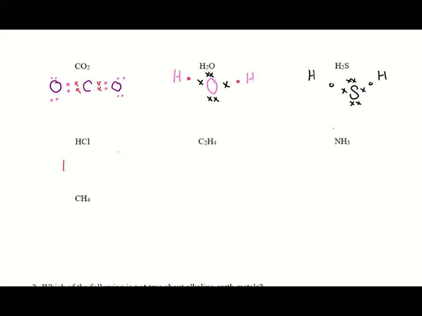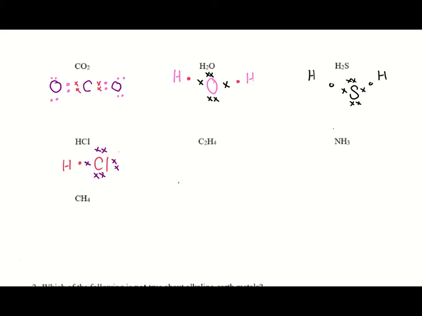HCl, hydrogen and Cl. Hydrogen has 1 electron that is shared, while Cl, lying in group 7, has 7 electrons. It needs 1 to be stable. It will share 1 here, and 6 will be left outside the bond.